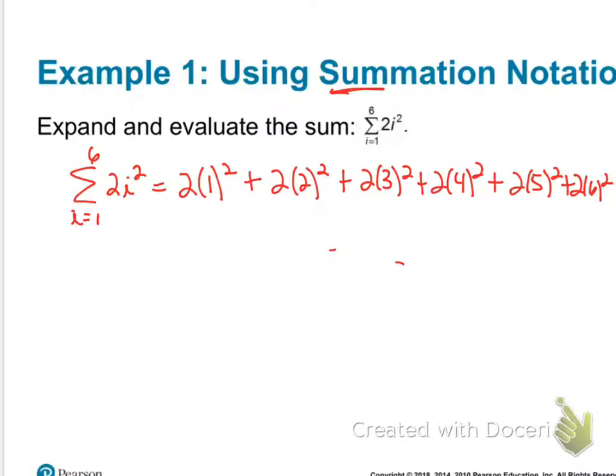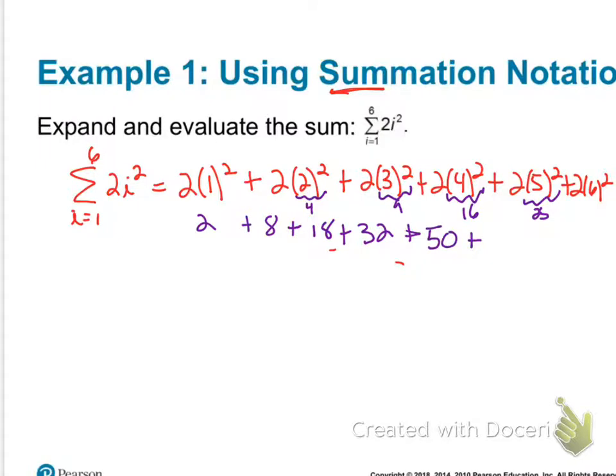And then we get to evaluate the sum by actually performing these. Well, 1 squared is 1 times 2 is 2. Here we have 2 squared, which is 4 times 2, which is 8. Over here you have 3 squared, which is 9 times 2, which is 18. You have to let me write. 4 squared is 16. 16 times 2 is 32. 5 squared is 25 times 2 gives you 50. Plus, and then you have 2 times 36, which is 72.